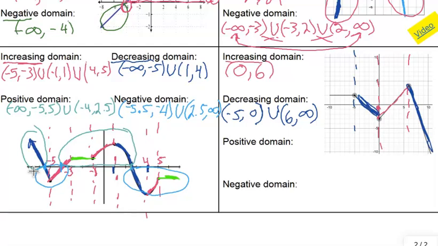Now I'll look for the positive and negative portions of the graph. So the negative portion means it's below the x-axis. So there's sort of two sections that will be there. And then for the positive portion, it means above the x-axis. So that would be this portion of the graph here, as well as this portion of the graph here. So I'm going to pick these two sections for the positive.